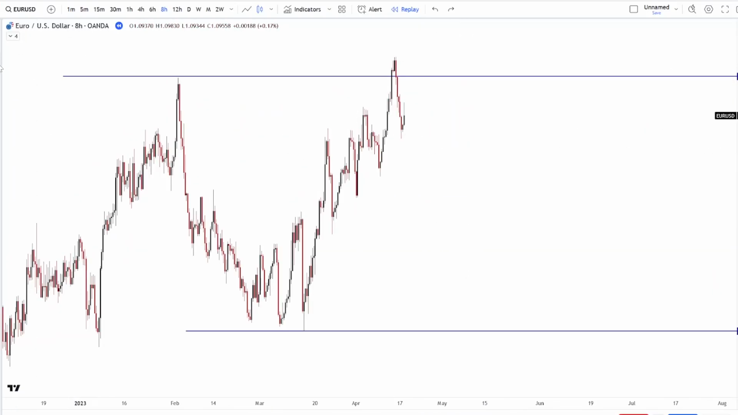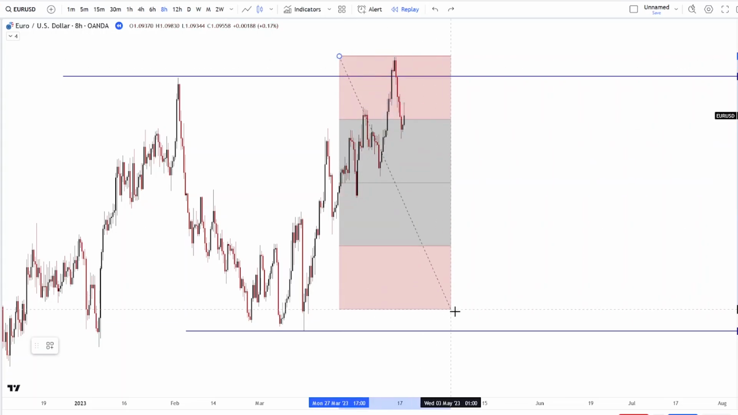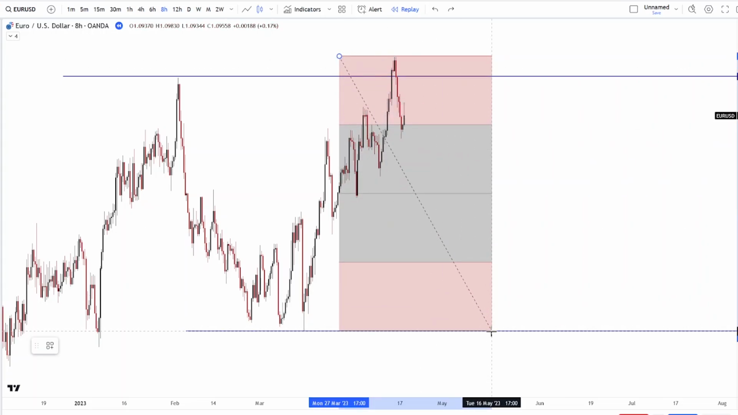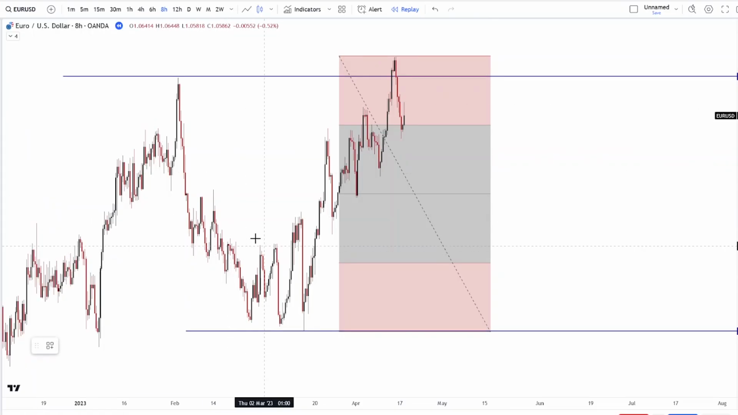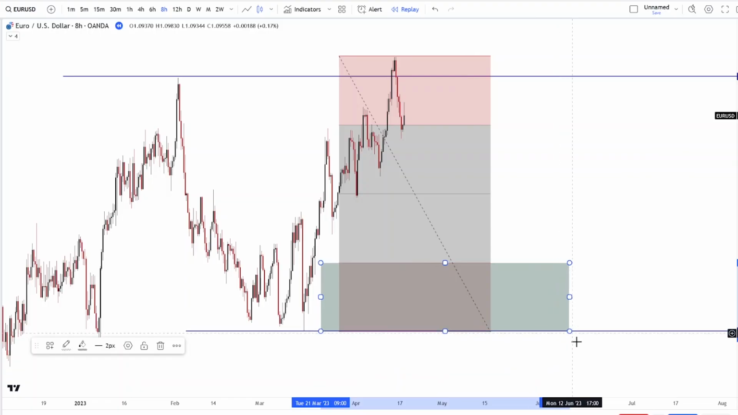So what are we going to do here? We are pulling out our fib and we are marking our extreme zone. So what you want to do is you want to mark your extreme zone right here. This will be our extreme discount.